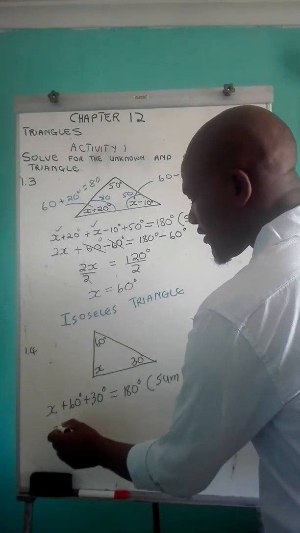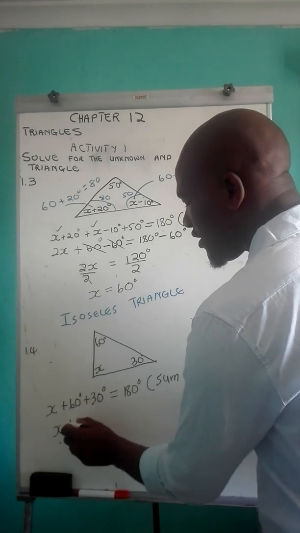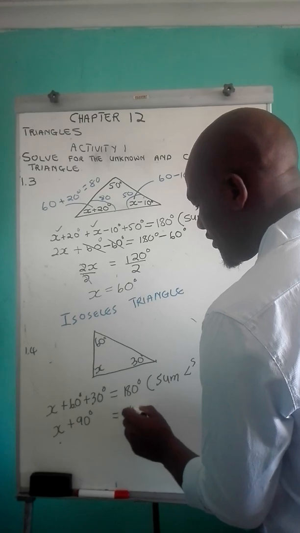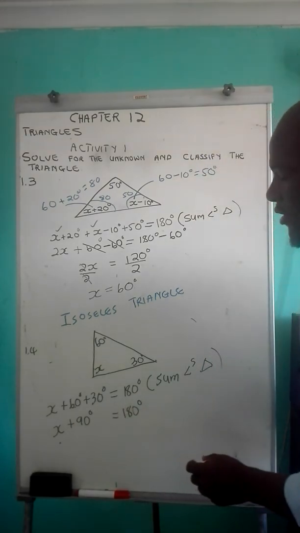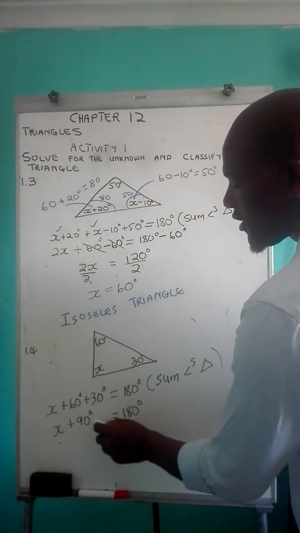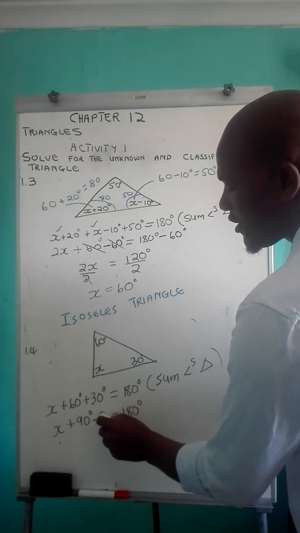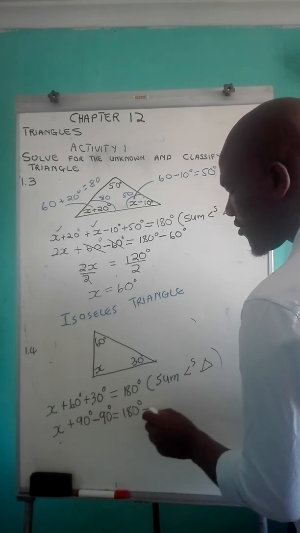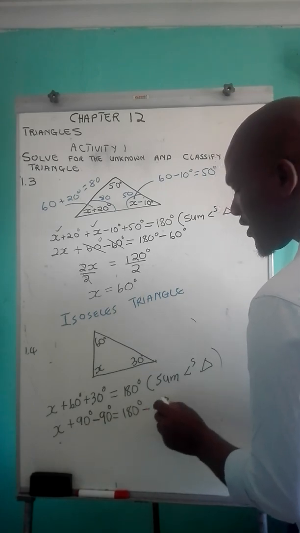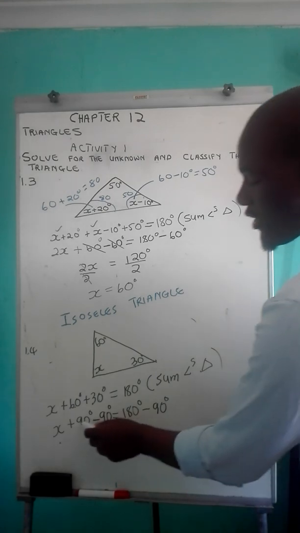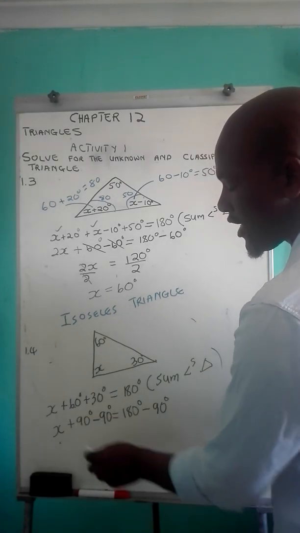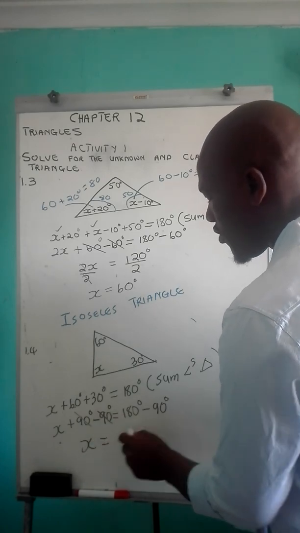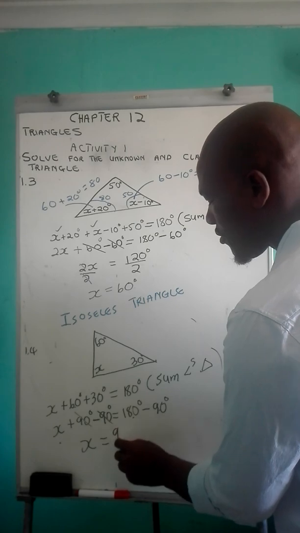So this is x. What is 60 plus 30? It is 90 degrees, which is equal to 180 degrees. Okay, so this is 90. I must minus what? 90. What you do on the left hand side, you also do on the right hand side. You minus 90 also. That is an additive inverse, because I don't want this plus 90, I need x. x is equal to 180 minus 90, which is equal to 90 degrees.